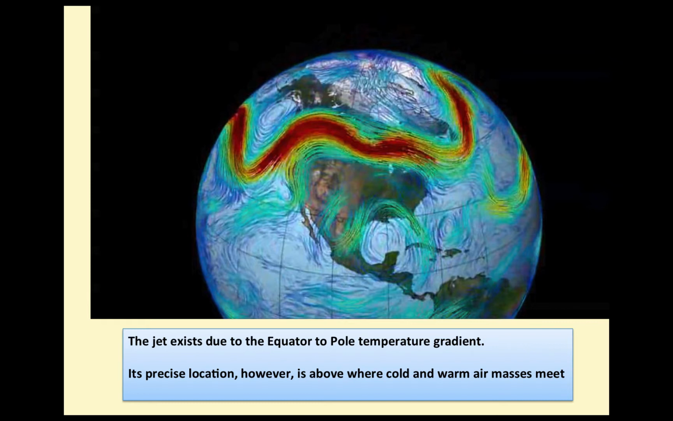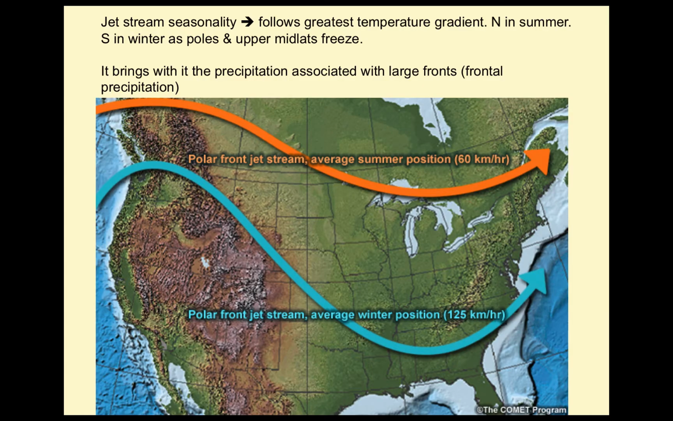The jet exists due to this equator to pole temperature gradient overall. Its precise location, however, is above where cold and warm air masses meet, since they are what dominate that pressure gradient aloft and therefore the winds. The seasonality of the jet stream, it simply follows the greatest temperature gradient.